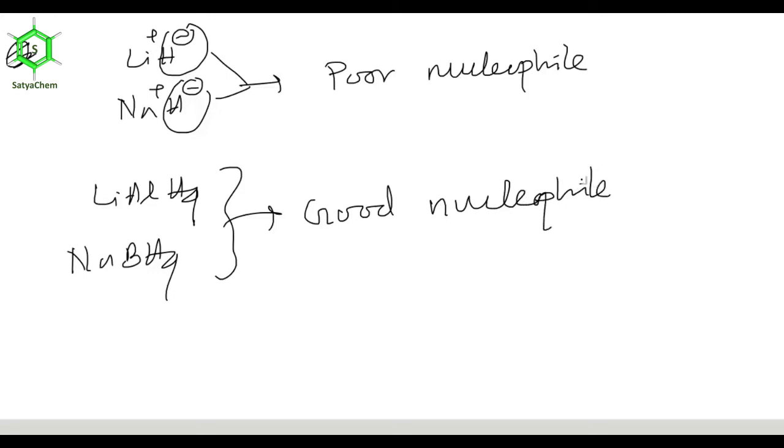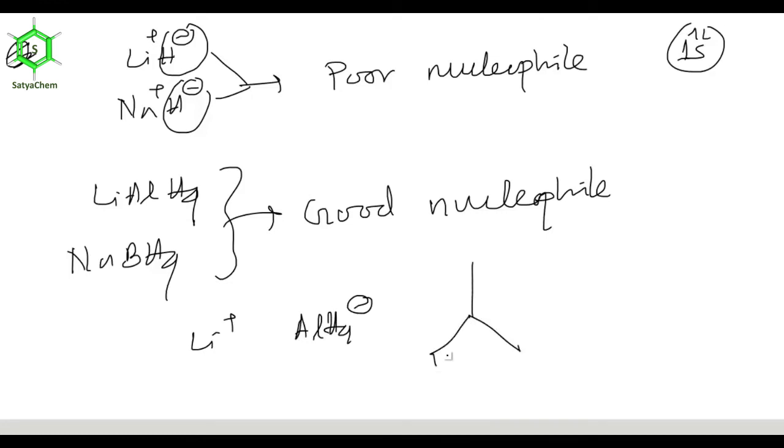Why? Because nucleophilicity, this is a very unique concept, has a directional character. Yes, a nucleophile has a directional character. But the hydrides in lithium hydride and sodium hydride don't have any directional character. These are only pure 1s orbitals, and a 1s orbital contains 2 electrons. But here in lithium plus AlH4 minus, this is the structural hybridization of AlH4 minus.